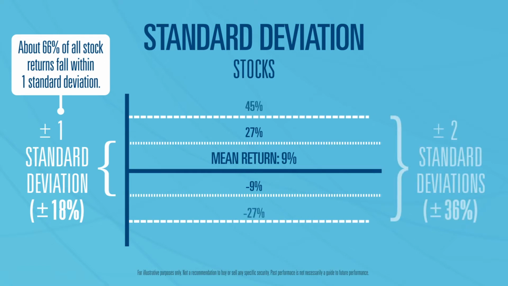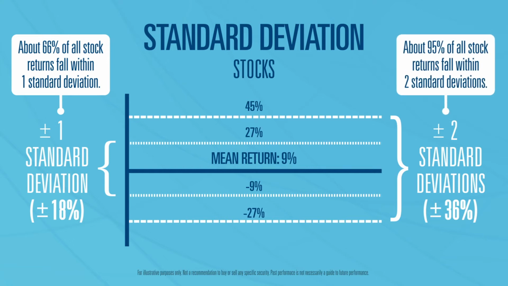Two standard deviations from the 9% average adds an additional 18% in either direction, which means that in some years, stocks could return as much as 45% or lose as much as 27%. Approximately 95% of stock returns fall within two standard deviations of the average.